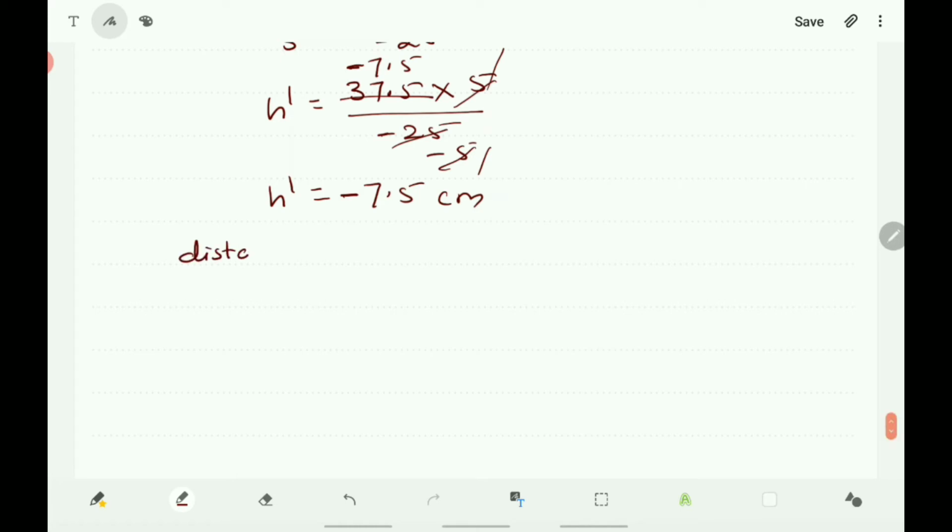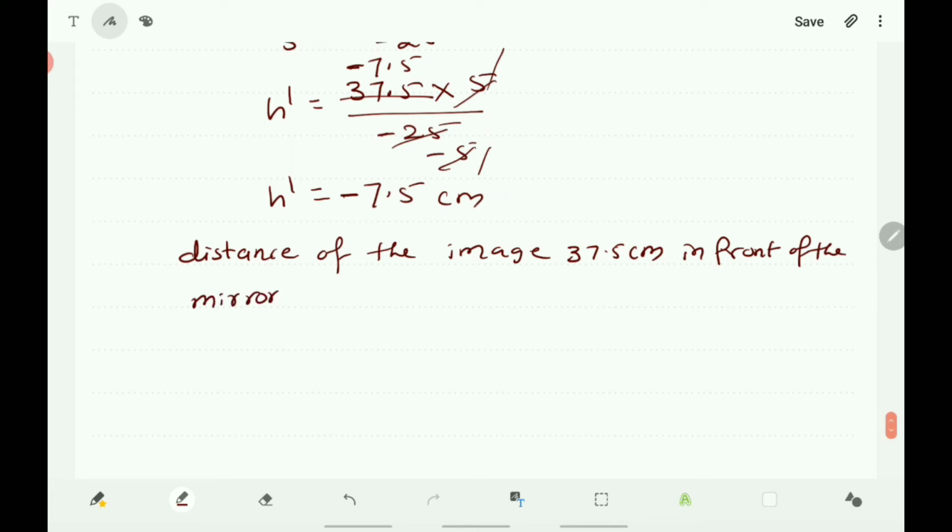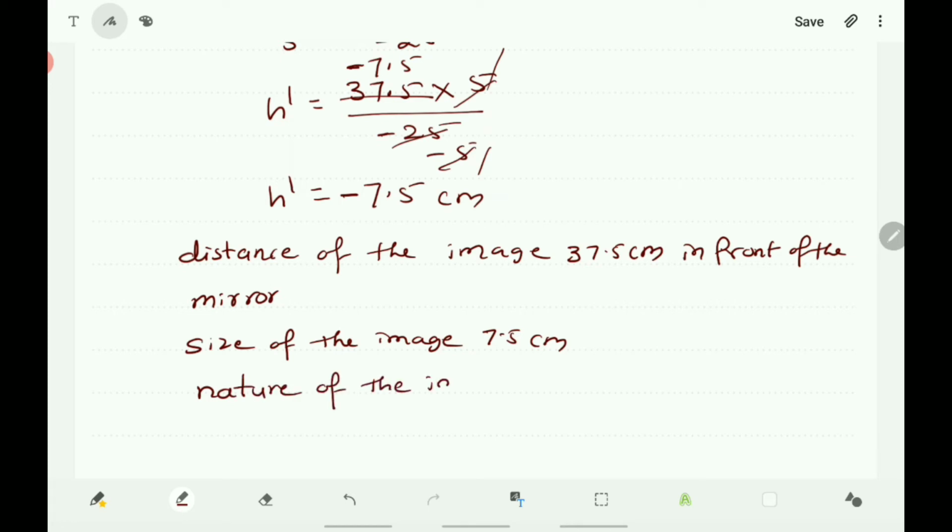Distance of the image is 37.5 centimeter in front of the mirror. Size of the image is 7.5 centimeter. Nature of the image: real and inverted.